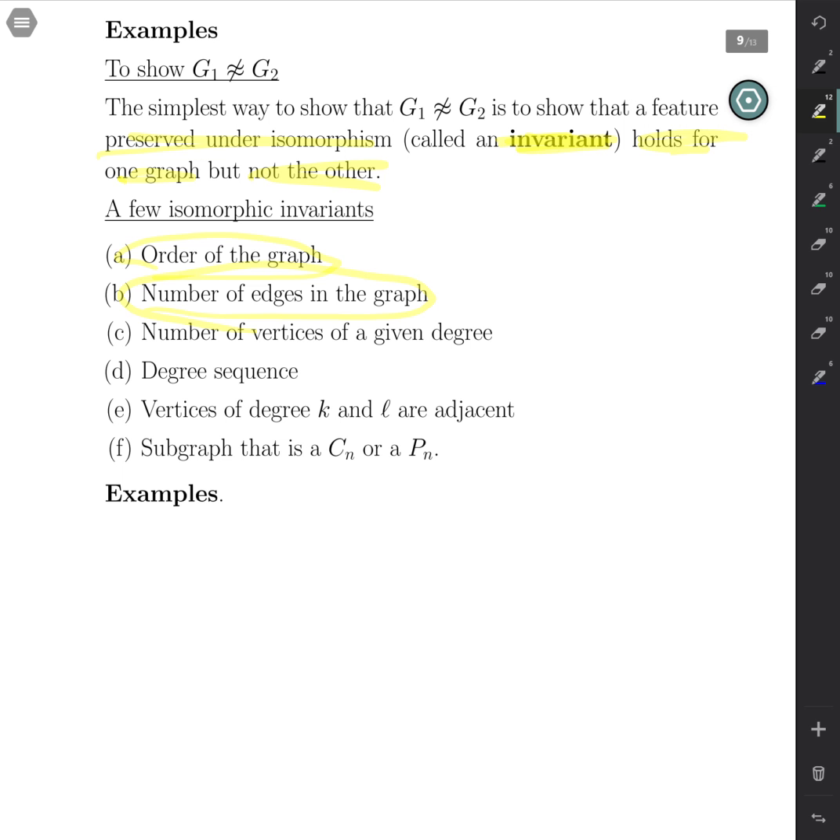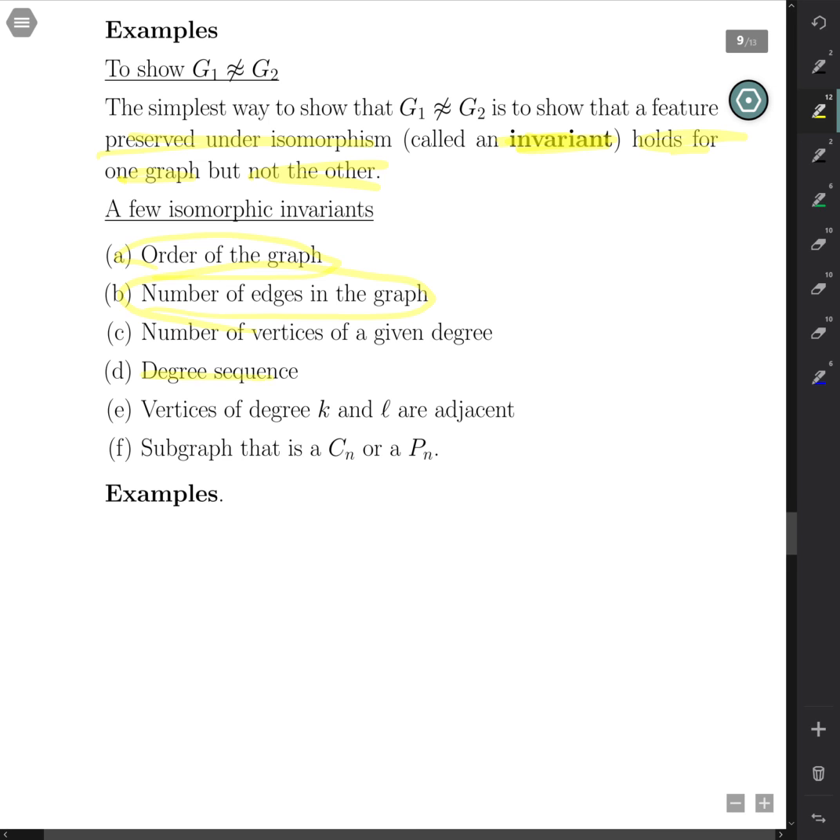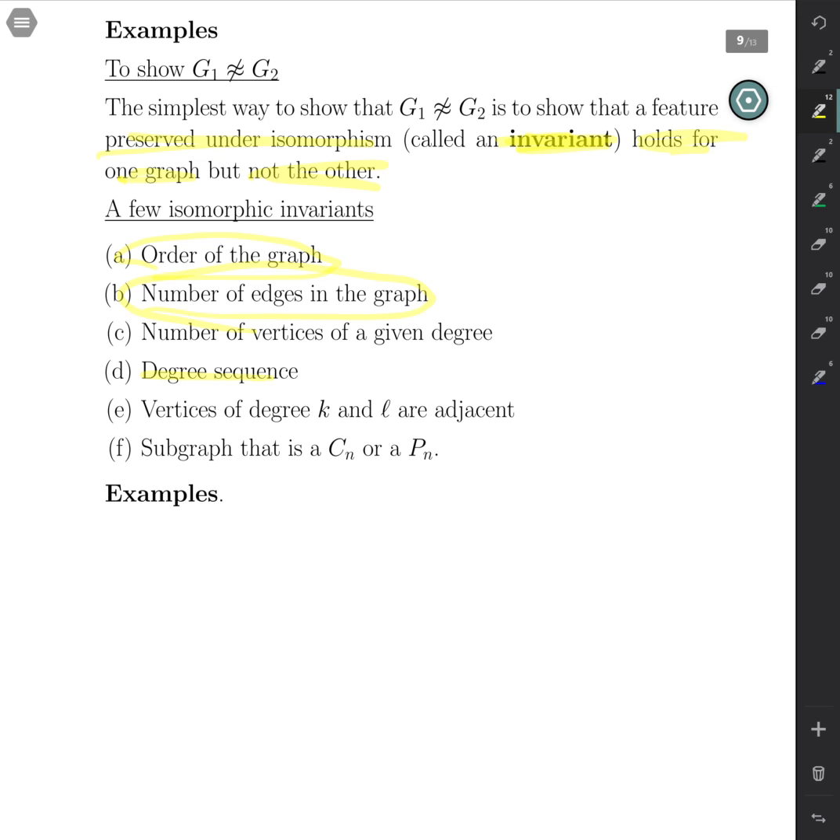The number of vertices of a given degree would have to correspond as well, and that's a nice property. So if one has a degree 3 vertex, so must the other because of the adjacency property, and if one has two of them, the same thing is true of the other. In fact, the degree sequences have to be the same, and that's a nice way to do it as well. However, all of those might be the same for both of them, and they're still not isomorphic, and so sometimes you have to dig a little deeper and find other things.